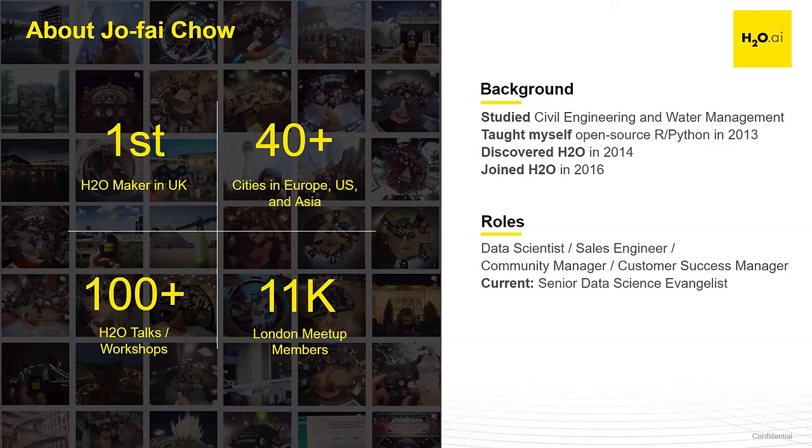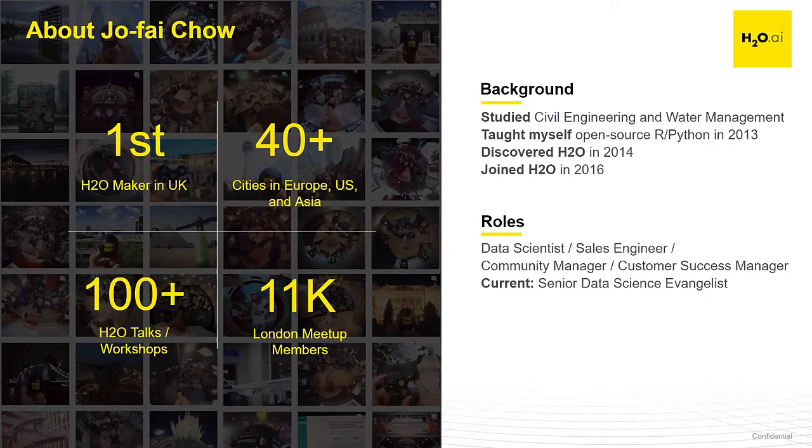What I also want to mention is that I wasn't studying anything about data science or computer science at all. I was more of the boring traditional civil engineer. I learned about data science, I learned about open source tools like R and Python, all by myself back in 2013. And I discovered H2O around 2014. And somehow, with some luck, I joined H2O in 2016, because I was the first person on the ground for H2O in the UK. So I've been through different roles. I've been a data scientist, a sales engineer. I managed the community, looked after the customers. And now my current role is senior data science evangelist. So I talk a lot about H2O with different use cases.